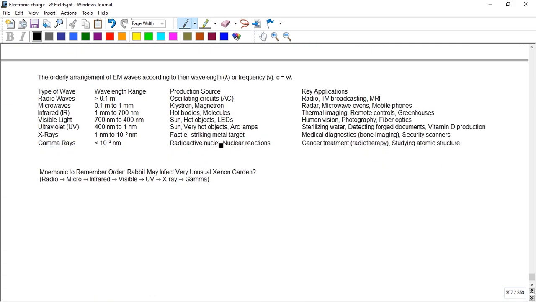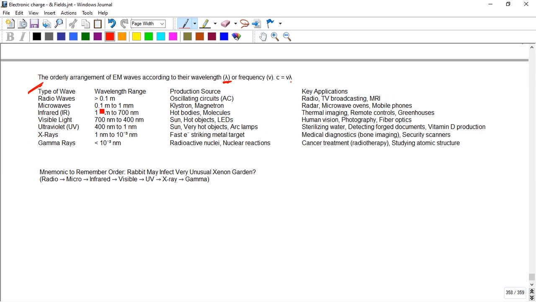Now the orderly arrangement of the electromagnetic waves according to their wavelength lambda and frequency nu, where c equals nu lambda, and c is the speed of light. So these are the types of electromagnetic waves. Radio waves: the wavelength is greater than 0.1 meter, the source is an oscillating AC circuit, and key applications are radio, TV broadcasting, and MRI devices, which are medical instrumentation.